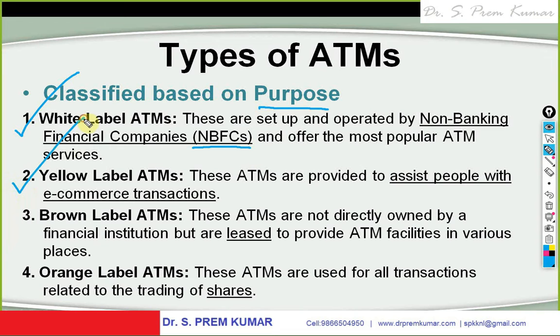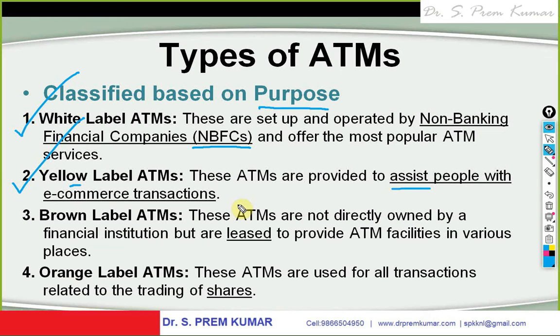Yellow labeled ATM machines. The next is yellow labeled ATM machines. They assist people with e-commerce transactions, how to do money transactions. They give all sorts of assistance. I want to transfer money from one account to another account. How to do that? They will give some tutorials, play some videos and train you how to do money transactions. These ATM machines will guide you how to transfer from one account to another account.